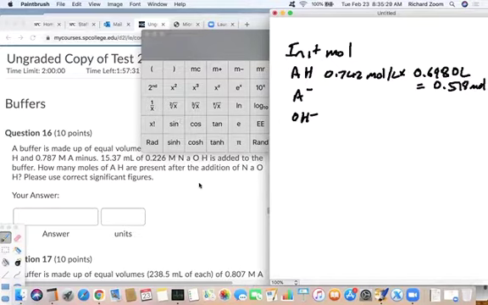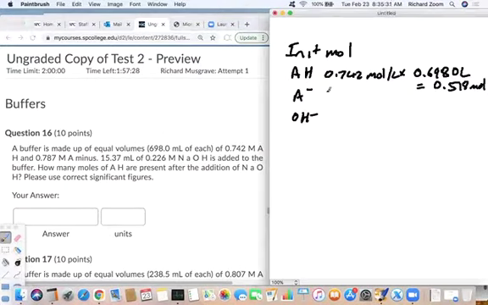Then we do the same thing for the A minus. Now, if you're looking at what the question's asking for, it's actually just asking for how many moles of AH are present. So we don't even really need to do the A minus at all. We do need to figure out the OH minus though, and that's going to be 0.226 moles per liter times the volume in liters, which is 0.01537 liters.